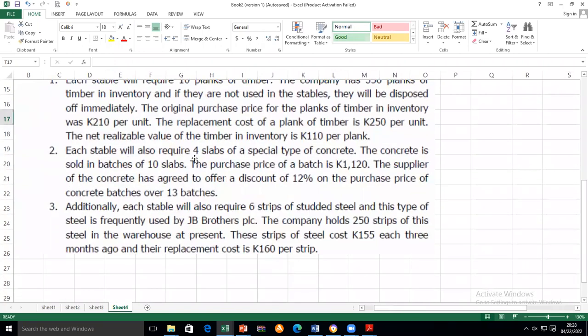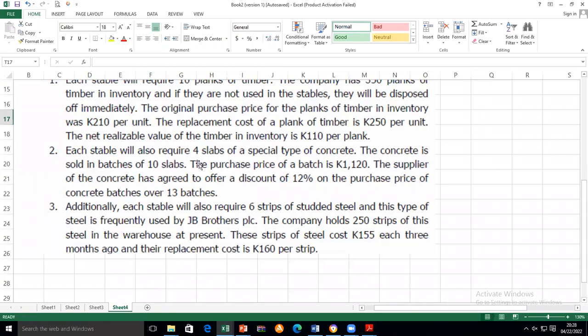Each table will also require 4 slabs of a special type of concrete. The concrete is sold in batches of 10. The purchase price of a batch is 120. The supplier of the concrete has agreed to offer a discount of 12% on the purchase price of concrete batches over 13 batches.